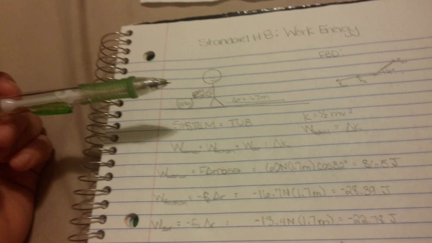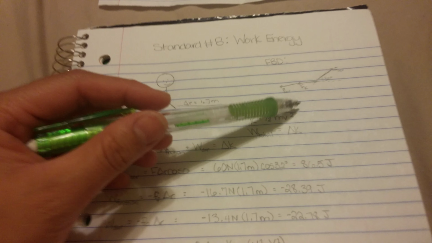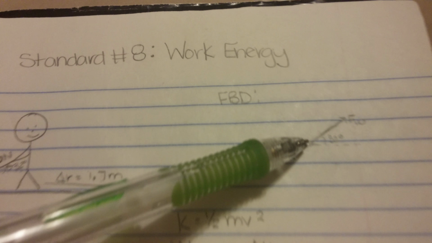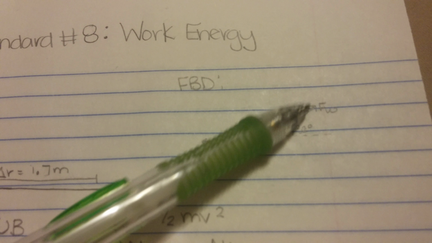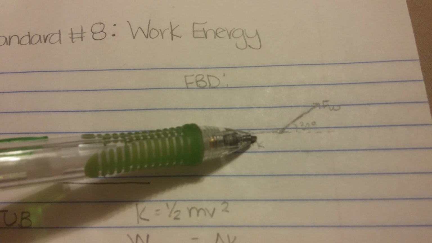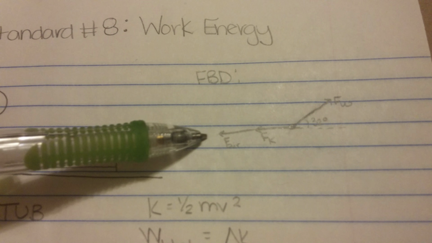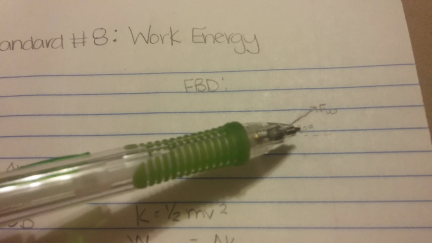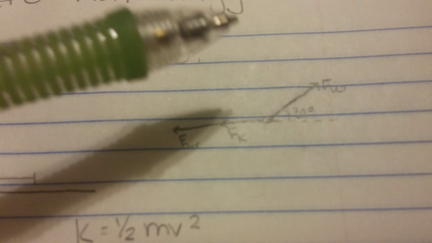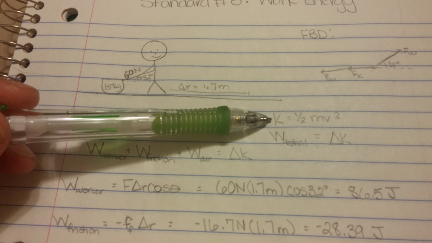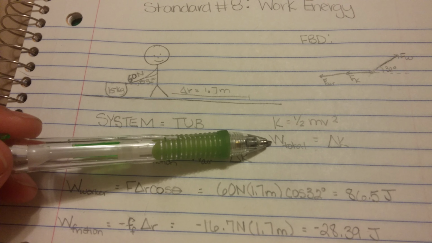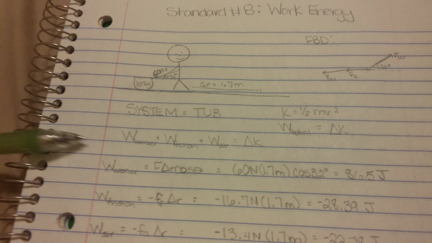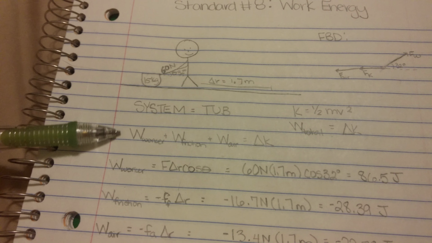meters. First, I drew a free body diagram. On it, I have the force of the worker pulling on the tub, the frictional force pulling back on the tub, and the wind pushing back on the tub, at a 32-degree angle. I know kinetic energy equals 1/2 mv squared, and the total work equals the change in kinetic energy. My system is the tub.